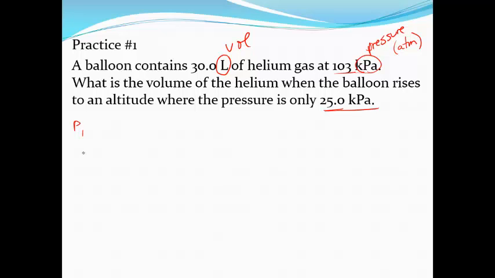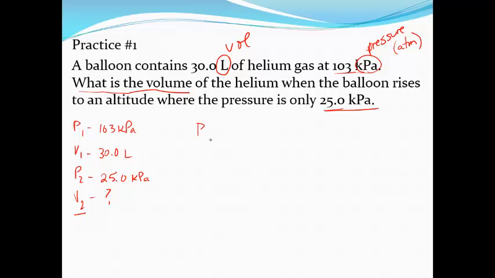So if we were to put all of these items into our data, into a little table here, so that we can put them into our equation, we know that the original pressure is 103 kilopascals at a volume of 30.0 liters. And now we know that the balloon is rising to an altitude where 25 is our new pressure. And the question is, what is the volume? So the volume is our unknown, it is our question mark. And not just volume, but volume 2. We don't know what that new volume would be.